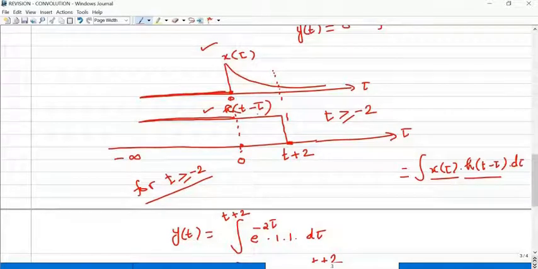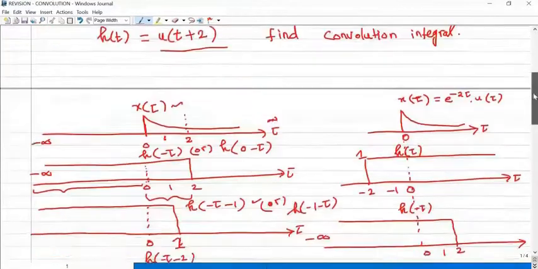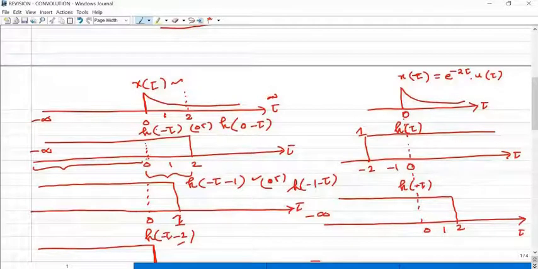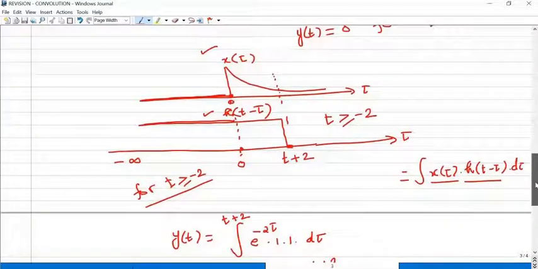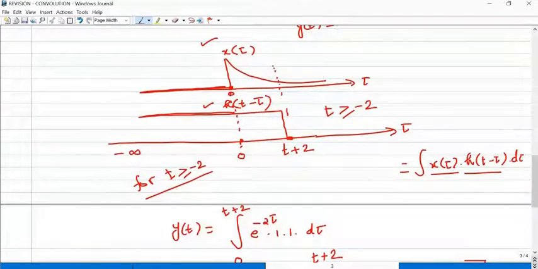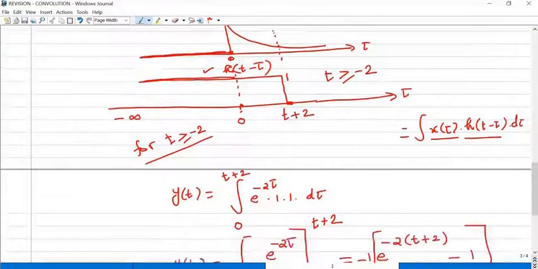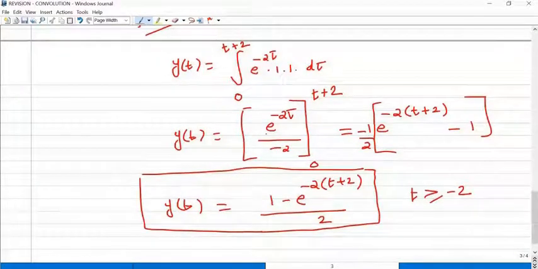How to draw the generalized diagram? Check the h of minus tau diagram. Where is the minus tau diagram? This one. You modify this h of minus tau diagram to the t minus tau diagram, just adding t to this point. 2 plus t. Here minus infinite first. Now you will get this. If you look at these two signals, you can clearly understand the integration limit from 0 to t plus 2. What is t? Greater than or equal to minus 2. It may be minus 2, it may be minus 1, it may be 0, 1, 2, 3 and so on. So do you understand how to perform the convolution?